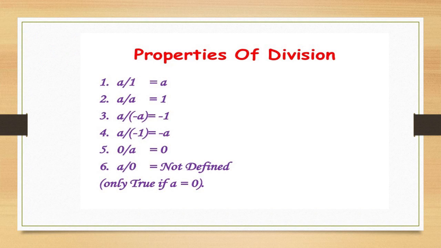There are a few properties of division which we have dealt with earlier, but in summary, they are mentioned again here. Any number divided by 1 is that number itself. Any number divided by the same number gives 1. Any number divided by the negative of that number gives minus 1. Any number divided by minus 1 gives the negative of that number. 0 divided by any number is 0. And any number divided by 0 is not defined.